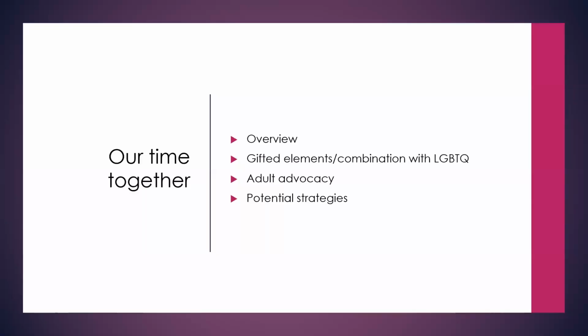So we're just going to spend a little time getting a little overview of and background on these students and some of the elements, the giftedness combined with being LGBTQ, some approaches that adults can take to be good advocates for these students, and then some potential strategies that can be used in schools and classrooms to support largely visibility, but also supportive policies and so forth for students who identify this way.